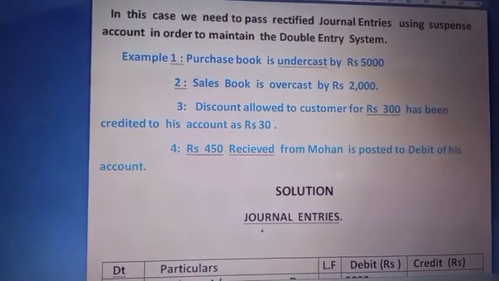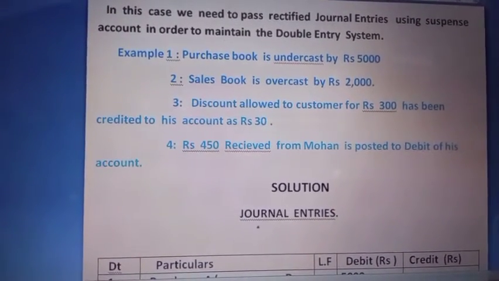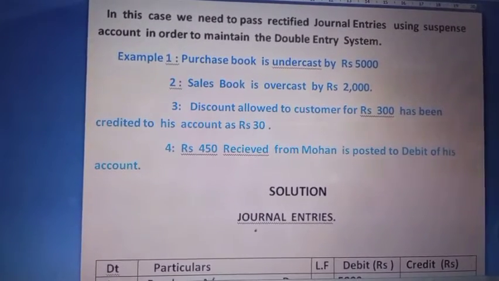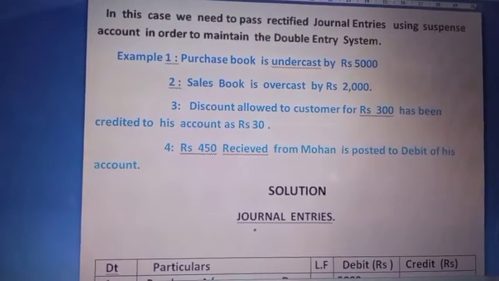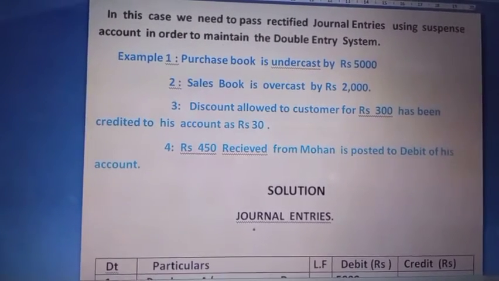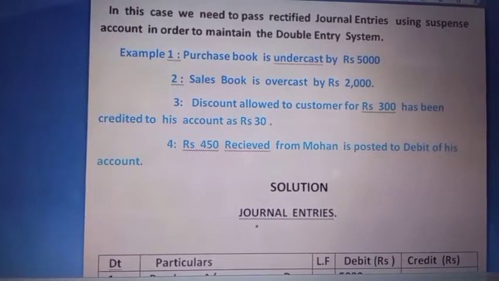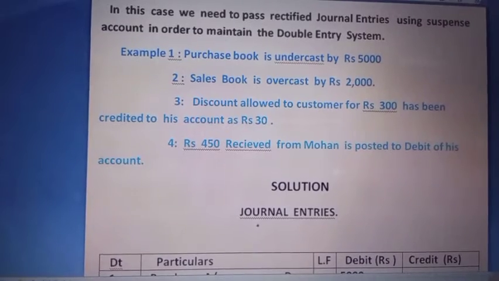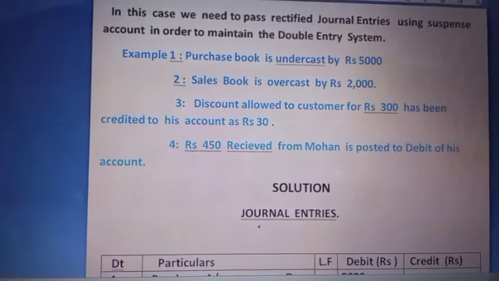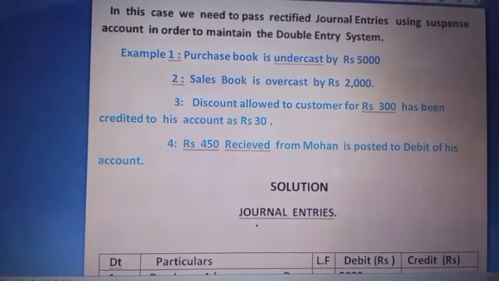I have given you certain transactions. First transaction: purchase book is undercast by rupees 5000. That means we are falling short in the purchase book by rupees 5000. Then the second one: sales book is overcast by rupees 2000. That is, the sales book is overcast, or we are running in excess of 2000 in the sales book. Then number 3: discount allowed to customer for rupees 300 has been credited to his account as rupees 30.